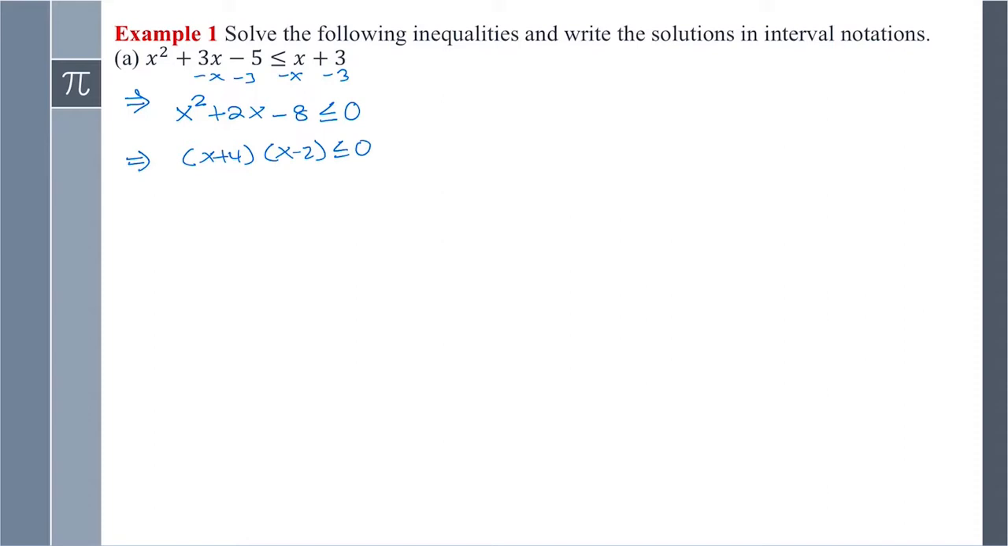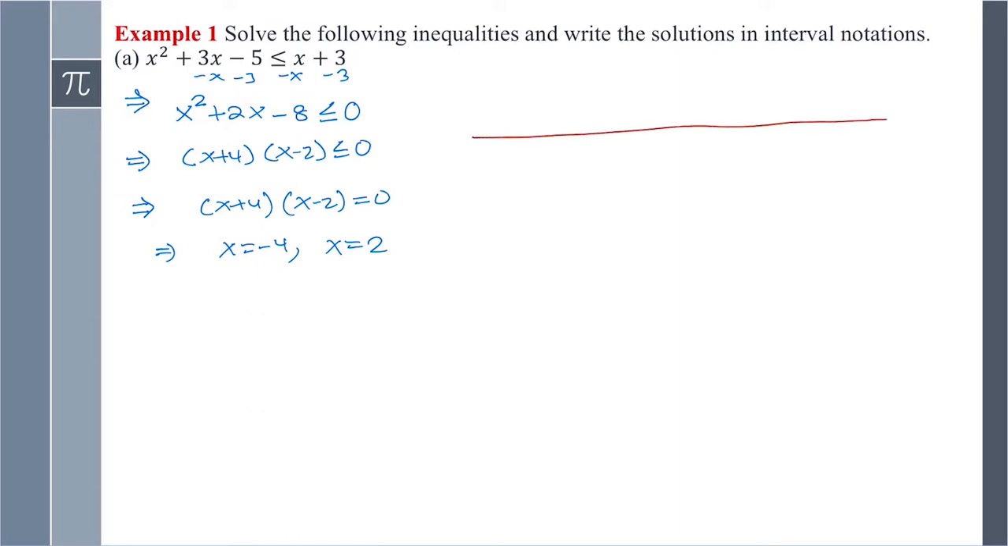Now that was bringing everything on one side and making 0 on the other side. The next step, as we described earlier, is we are going to change this to an equation and find the x values or the critical numbers. So we'll do (x plus 4) times (x minus 2) equals 0. That gives us x equals negative 4 and x equals 2. These two are the critical numbers. Now we'll draw the x-axis or the number line and put these numbers there, negative 4 on the left and 2 on the right. Make sure that you put them in order.